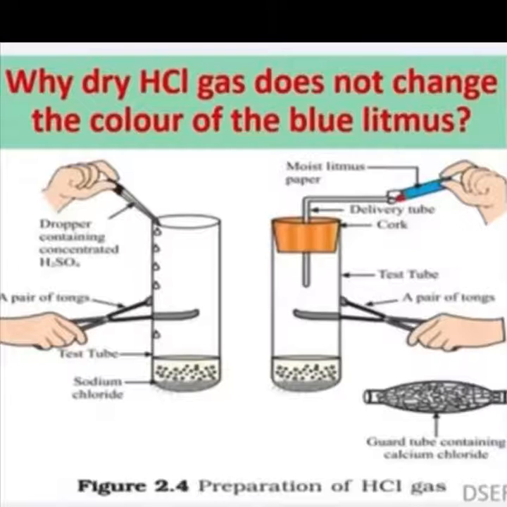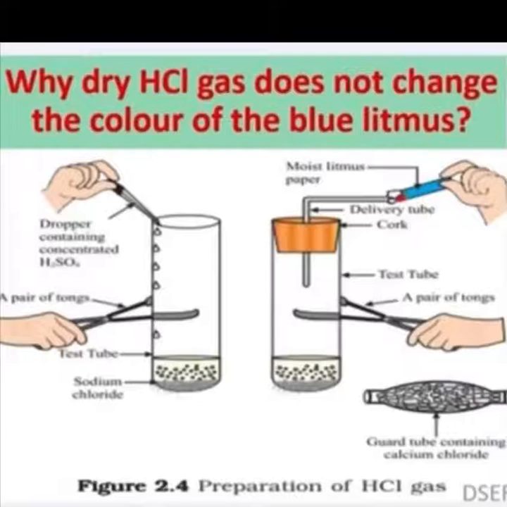Then dip the same litmus paper into water, and again observe the color change of litmus paper. Then that litmus paper turns to red. Why, children? Now it is wet. Right? You dip that litmus paper into water.